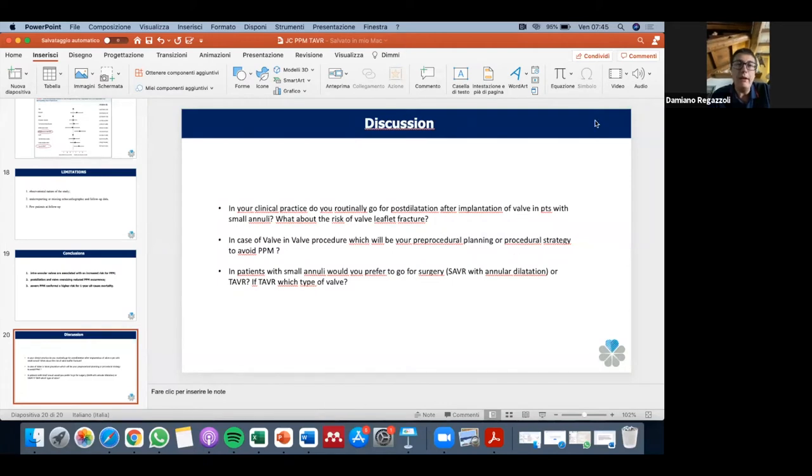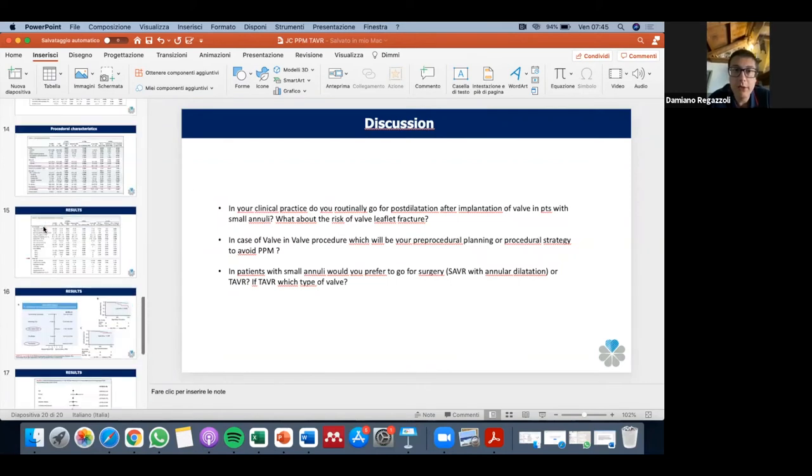Anyway, if we rely on our methods, so echo, that is easy to use, is something that every hospital can do. You can perform it everywhere, and it's more or less reliable. We have to say that probably patient prosthesis mismatch has some type of prognostic role. So, Rossella, you showed us the results of the study, but you also included previous literature.